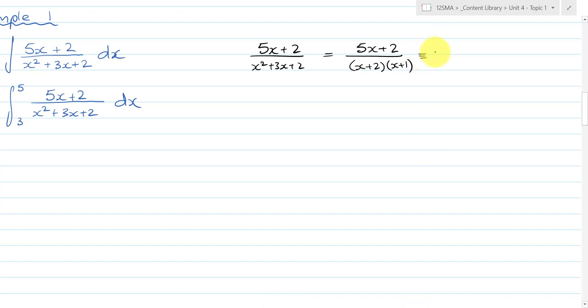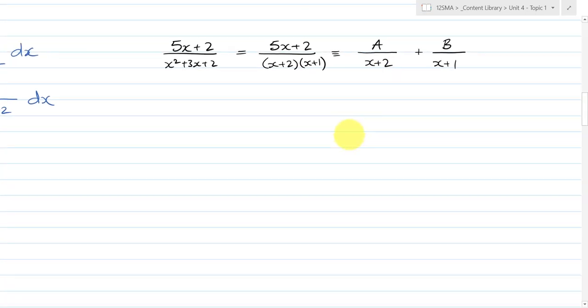Now I'm going to say that this is equivalent to something over x plus 2 plus something over x plus 1. And so this equivalent to is also said as identical to. And there is some number here and some number there. It's always a constant over a linear term. Later on we'll see what happens when we have quadratic factors. But for now, a and b.